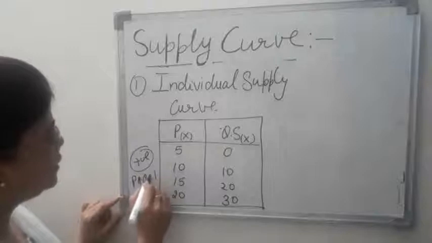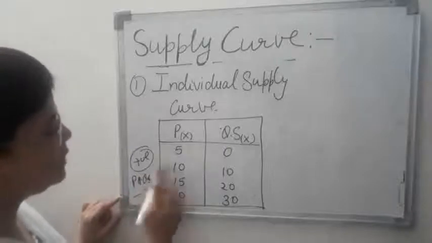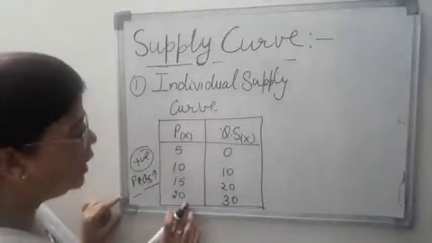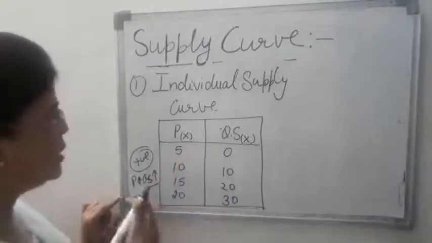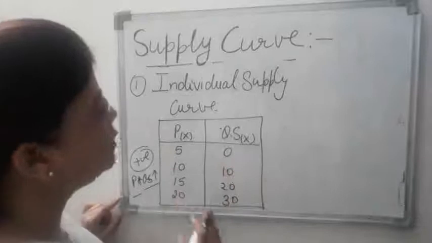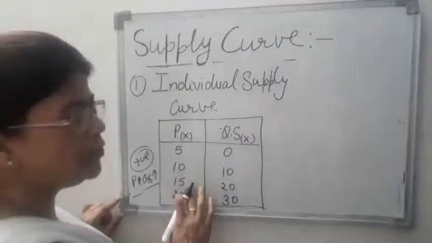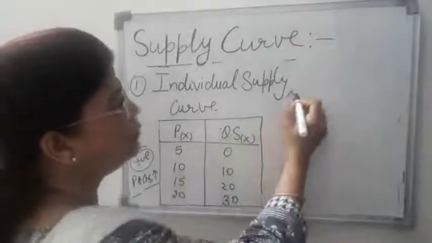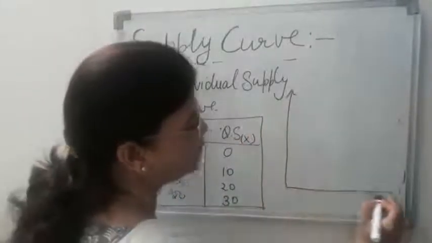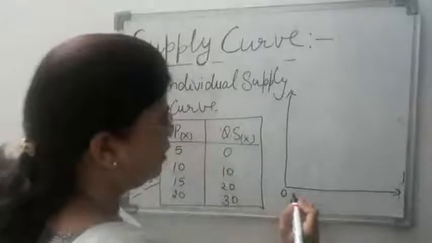The firm is supplying more when price is more, and when price is less, firm is supplying less. So there is positive relation. Now we can plot a graph by using this individual supply schedule. So here I am plotting a graph.